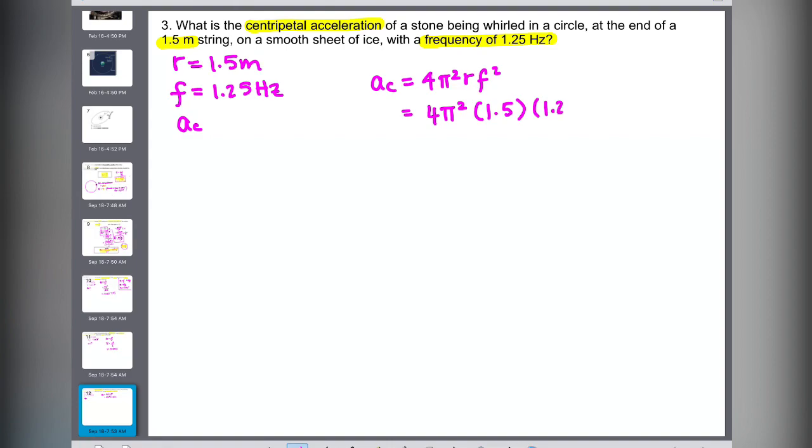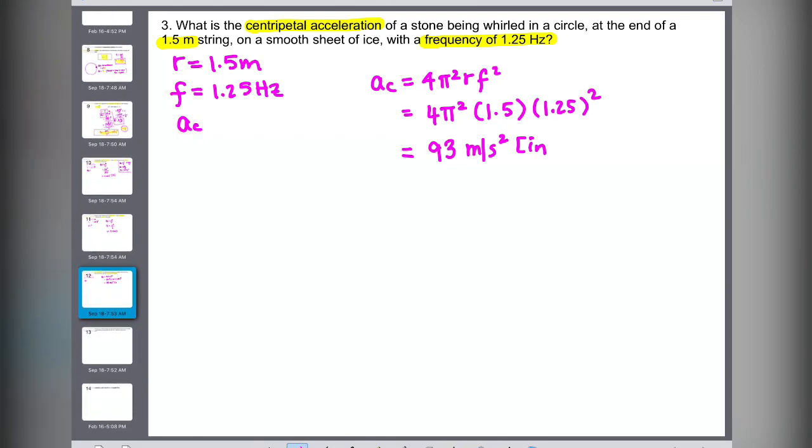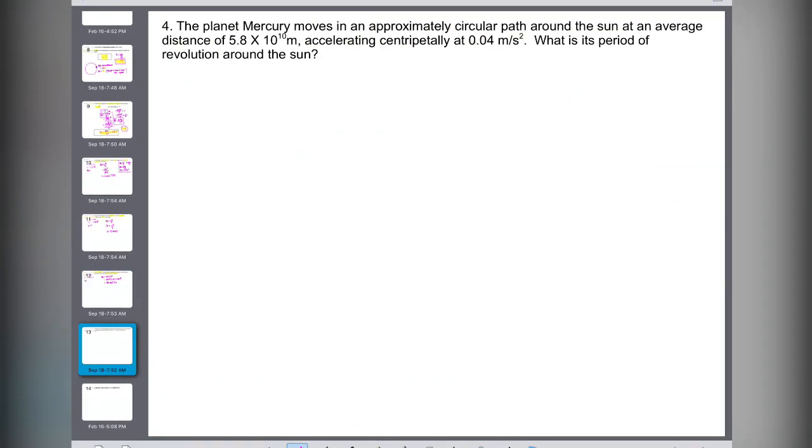So 4 pi squared times r, which is 1.5, times f squared, 1.25 squared. Can you not use 3.14 for pi? Can you use the pi button that is on your calculator? Find it somewhere. Use that. Don't use 3.14. Okay, so 92.5, so 93 meters per second squared, in. Okay, these are just pretty simple. But get used to how to do the punching in the calculator and stuff.